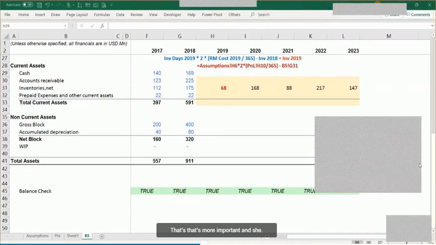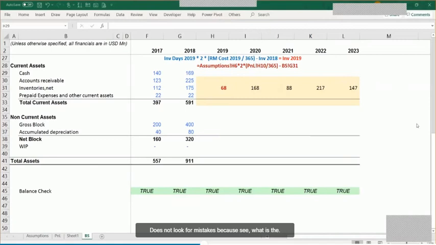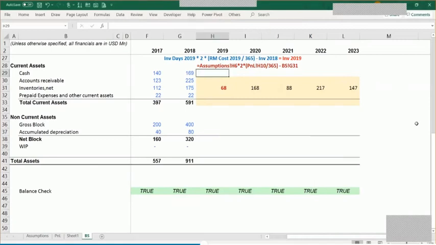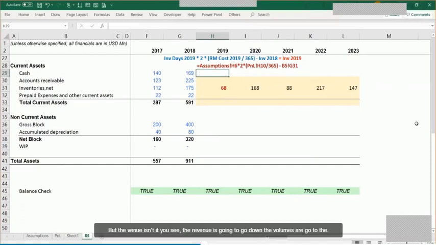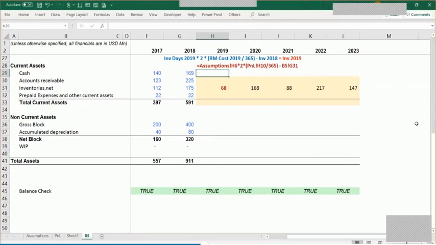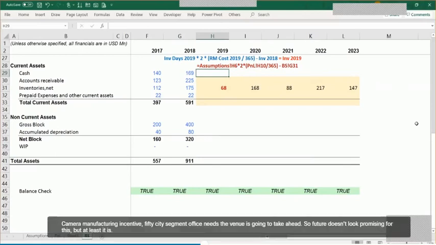And Pratmesh, looking into the trend does not look good. Yeah, obviously. Because see, what is the major driving factor for any company? Revenue, isn't it? The revenue is going to go down. The volumes are going to be impacted heavily. We are seeing a 20% dip in the camera manufacturing and 50% dip in the accessory segment. Obviously, its revenue is going to take a hit. So the future doesn't look promising for this company.